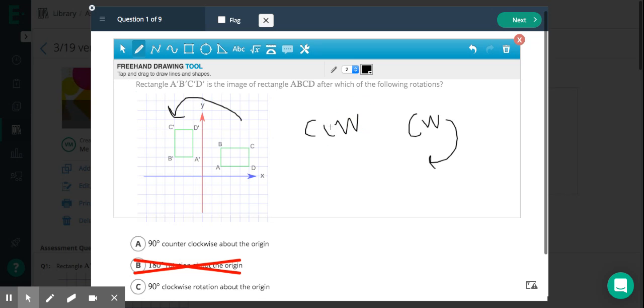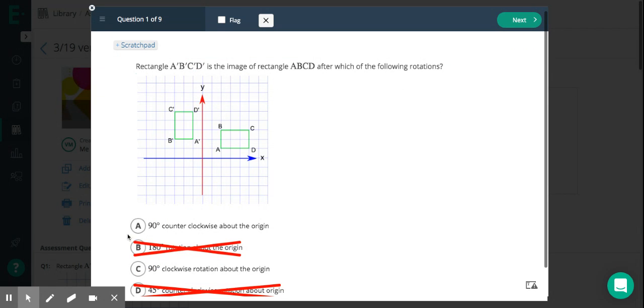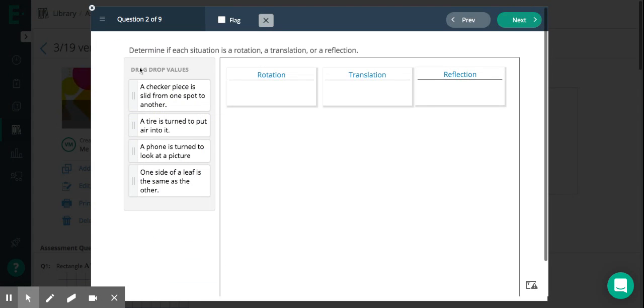And then counterclockwise, sorry, I'm writing with my computer here, is going to go in the opposite direction, so it's going to go that direction there. Which direction does it look like it's going? Well, it looks like it's going counterclockwise. So we're going to select 90 degrees counterclockwise. All right, let's take a look at the next one.